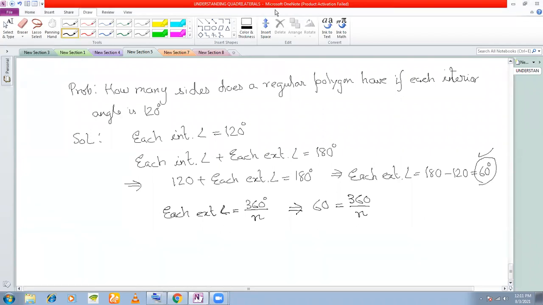Sir, you told that n denotes the number of sides of a polygon. Yes, of a polygon. Then, sir, we are finding a regular polygon. So how many sides will it have? How did you get the 60? A regular polygon will have n sides. Which regular polygon are you talking about? You're talking about pentagon, hexagon. Which one are you talking about?